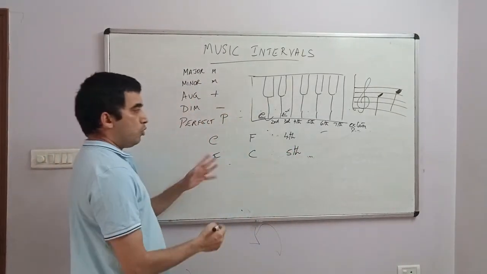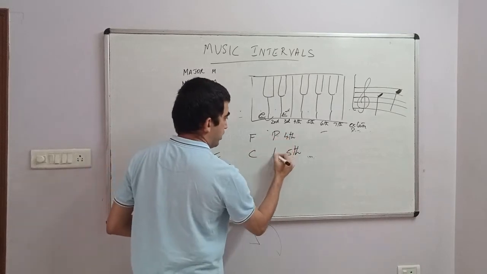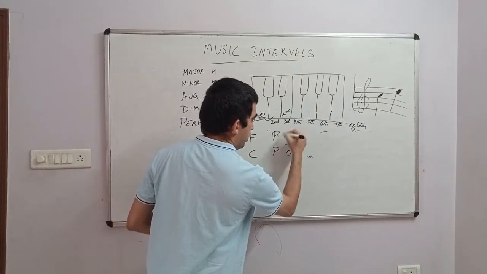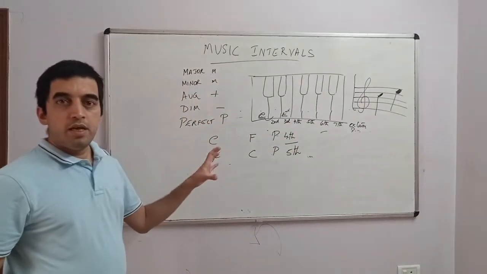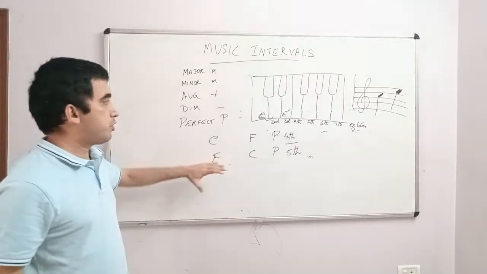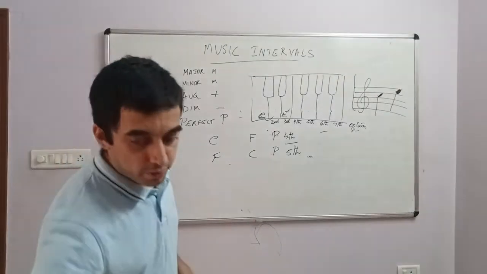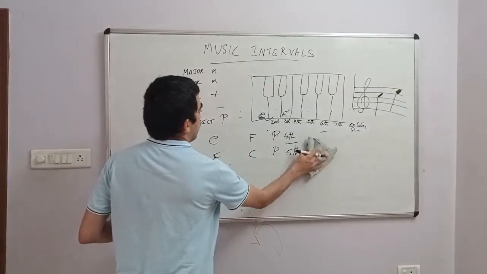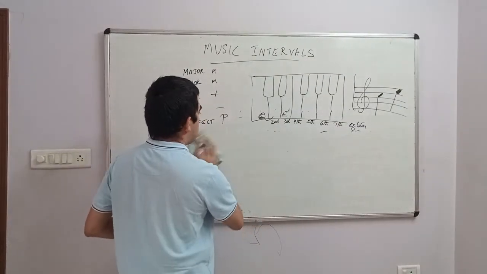Right. Both these intervals are perfect. Even though the interval number changes, the interval continues to remain perfect. That is why it's called a perfect interval. Alright. So now, what are the different types of intervals?